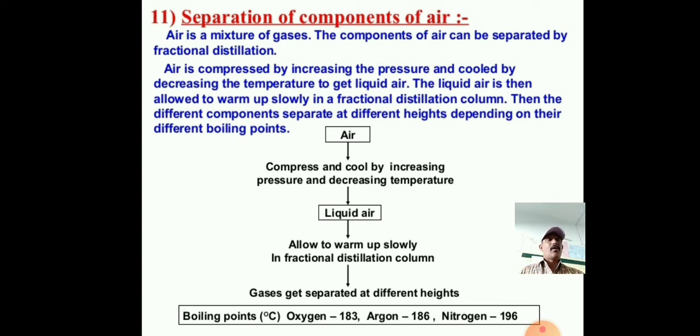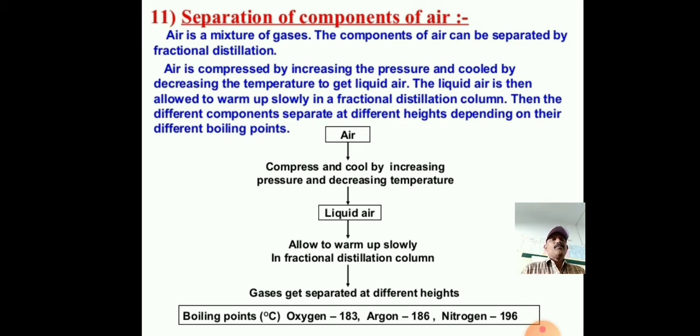0.03% of carbon dioxide, dust particles and water vapor, then microbes. All these are present in the air. We can say that air is a homogeneous mixture or a mixture of gases. These components of air can be separated. Again, the same method we will use, that is the fractional distillation method. So, the fractional distillation method is also used for separating the components of air.